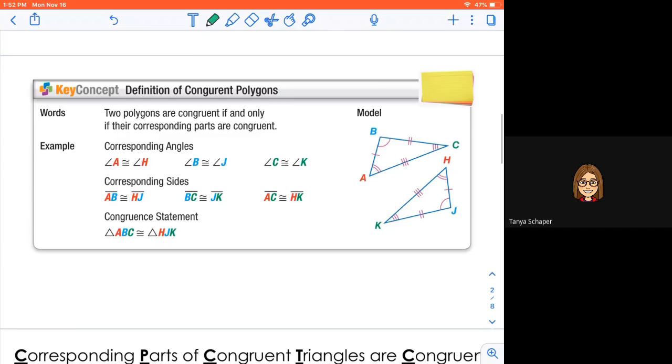All right, so what is the definition of congruent polygons? 2 polygons are congruent if and only if their corresponding parts are congruent. That means their angles and their sides. Again, here's an example of a congruent statement. Notice with the angles, it's got 1 hash or 3 hash or 2. Those line up. Same thing with the side lengths. This is something for your note card.